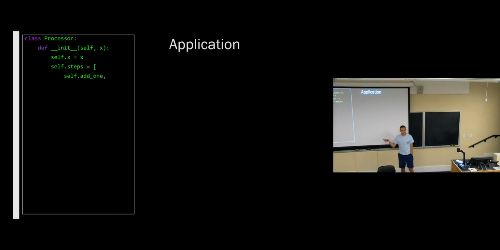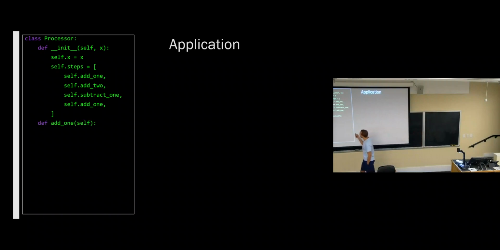So here's another application I've seen. This one I saw at work over the summer. It's where you have a class, and in that class, you represent the things that the class should do as a list of steps, where the steps are functions. So here, this instance of processor has this steps list, and this steps list is references to methods.